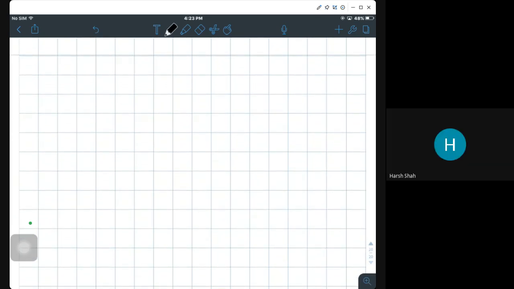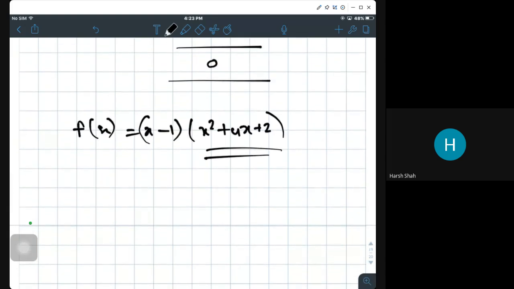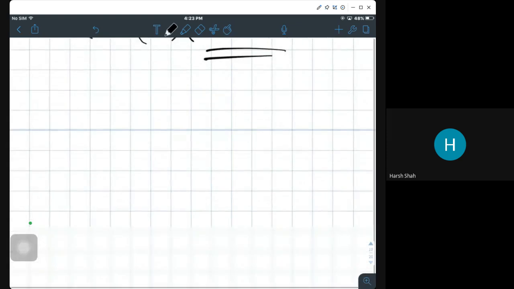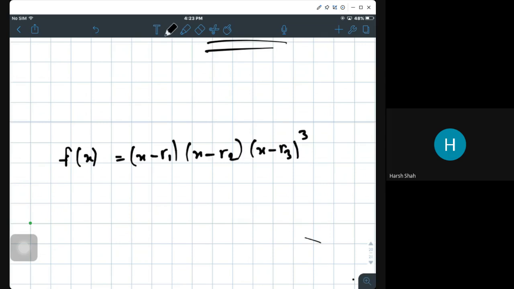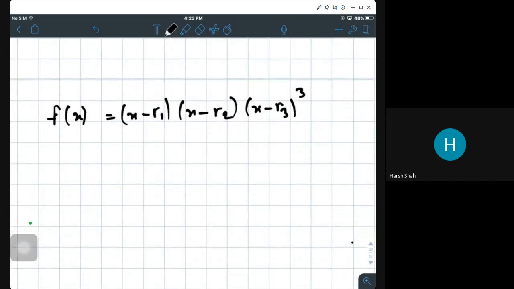So then we have the topic of multiplicities. Now when you factorize this thing, you get something like f of x equals x minus root 1, x minus root 2, x minus root 3 cubed, let's say. Okay, anything of this form. Now we have a term called multiplicity of each root. Multiplicity is the number of times the root appears.